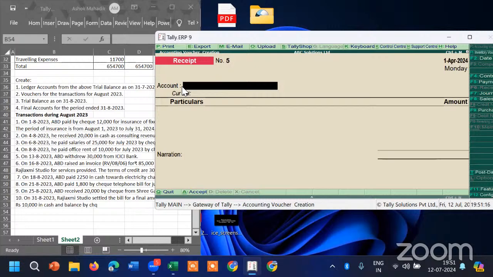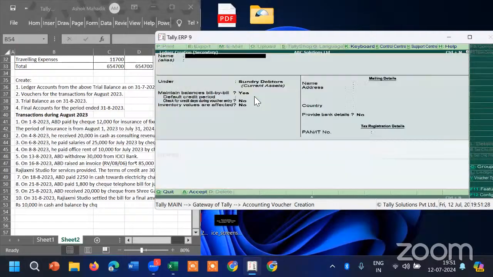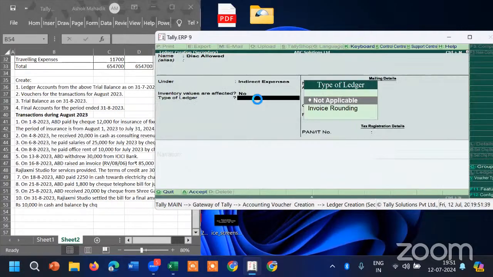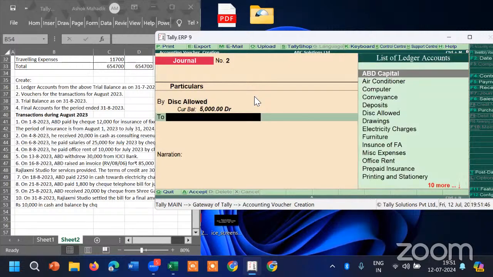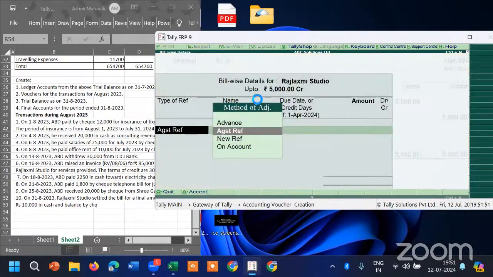Now the difference 5,000. We have to pass the entry for that. Okay. Now we have allowed discount, so that's a loss for us. So discount allowed account should be opened and should be debited. So I'll press Alt C, discount allowed account under indirect expenses. How much? 5,000. To Rajalakshmi. See, Rajalakshmi now became 0. Understood?